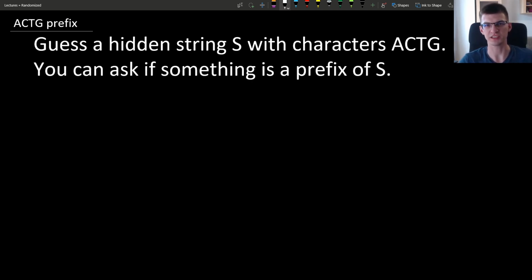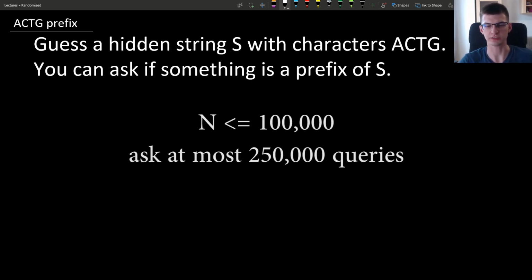Let's get back to guessing a hidden thing, and here it is a string with characters ACTG. What you can do is ask if some string that you choose is a prefix of that hidden string s. And let's also say that we know the length of this string s, that is n. N is the length of s. And we want to use as few queries as possible.